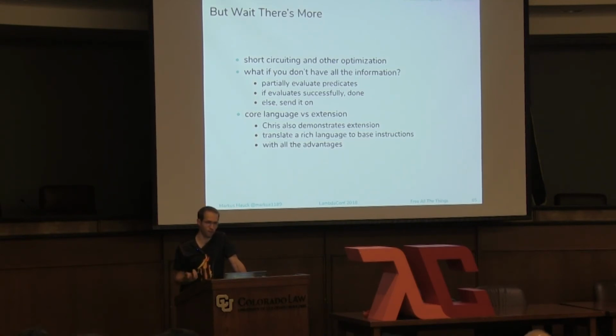And you can also have a core language versus an extension, where the core language is a set of primitives, and you can just build on top of this and derive more instructions. And Chris also demonstrated this in the blog post that I will link again at the end. And the idea is just to translate the rich language back into your simple search language, and then you can use your existing interpreter. And you get all of the advantages that you don't have to provide any more infrastructure. You just translate this rich language into your core language, and you can reuse all of the rest.